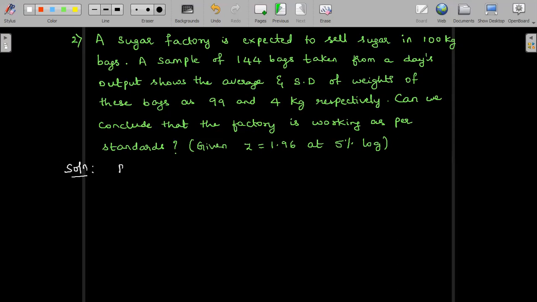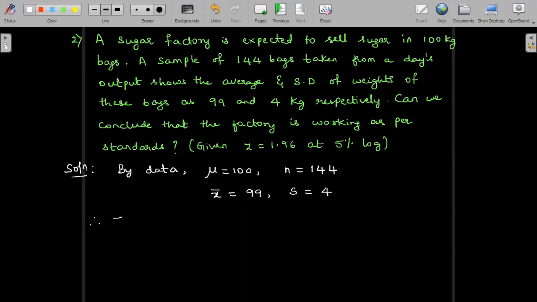So by data, we will write down what all are known to us along with the notations. So mu equal to 100, n equal to 144, then the average of the sample, that is x bar, the mean of the sample is 99, and then the standard deviation of the sample S is given for us, which is 4.